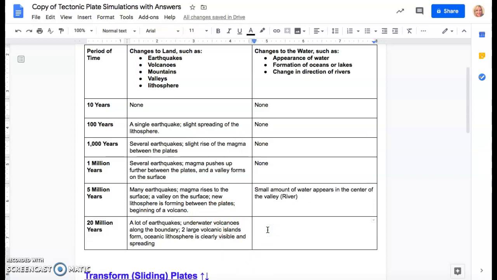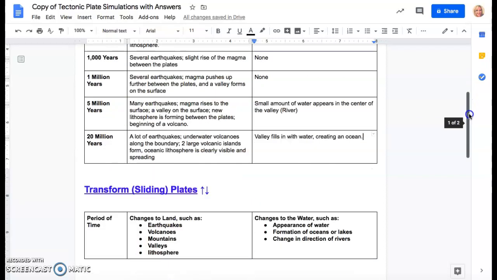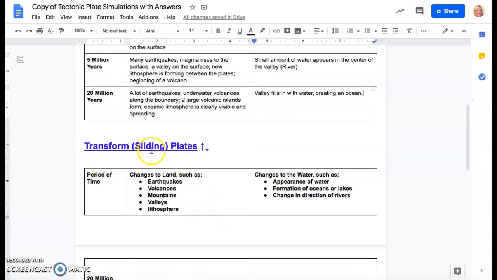And then for the water, that valley fills in with water, creating an ocean. And I'm going to say that it's ocean just because it's so much water that it holds a volcano. Okay. So then next we have to do transform or sliding plates.